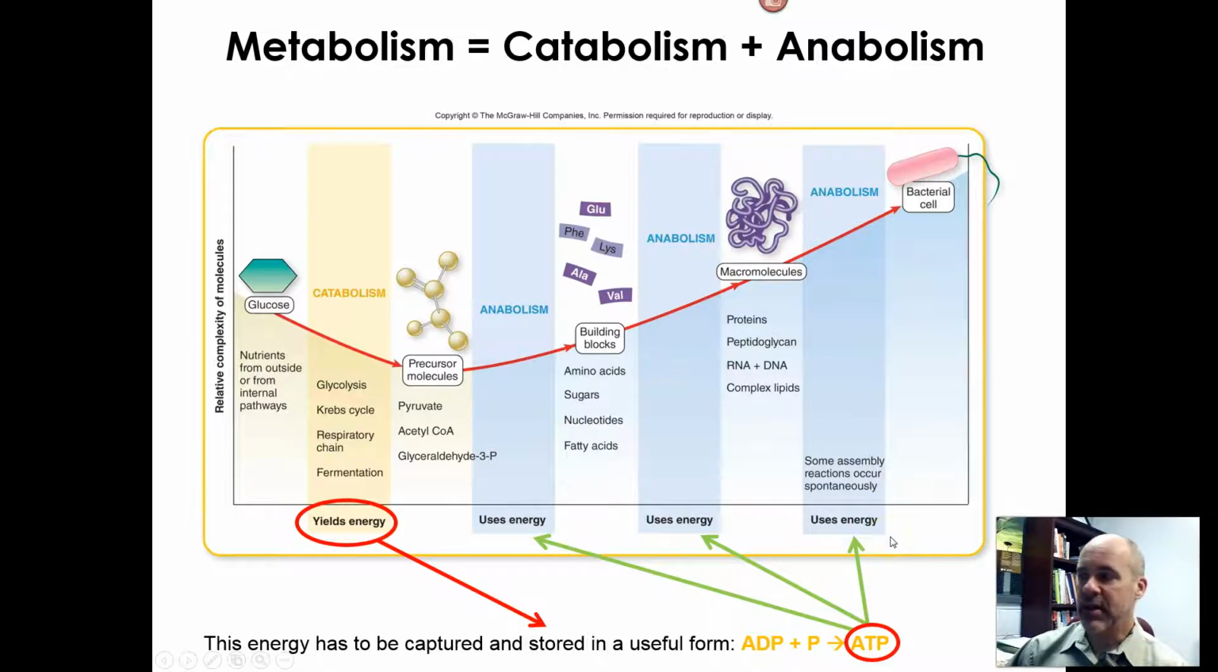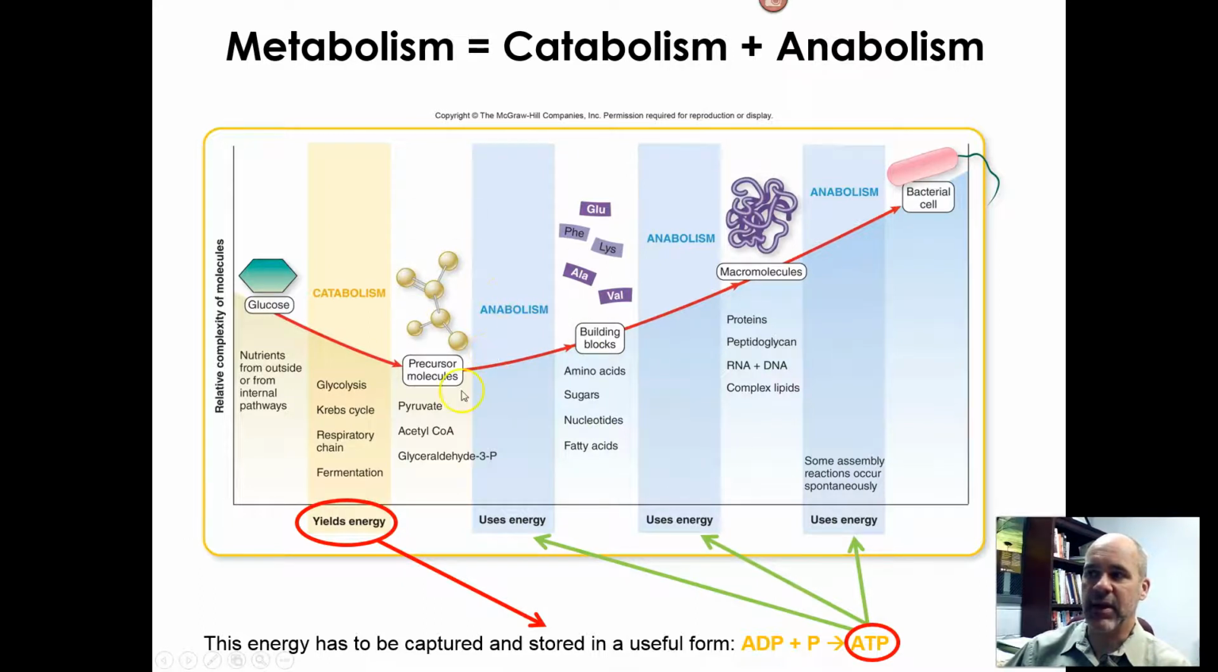Well, in general, the preferred way for cells to release energy to do this type of work is to take ATP and split it apart. So you re-break that bond between the ADP and the phosphate. You break those two back apart, and that gives off energy that is used to power anabolism.